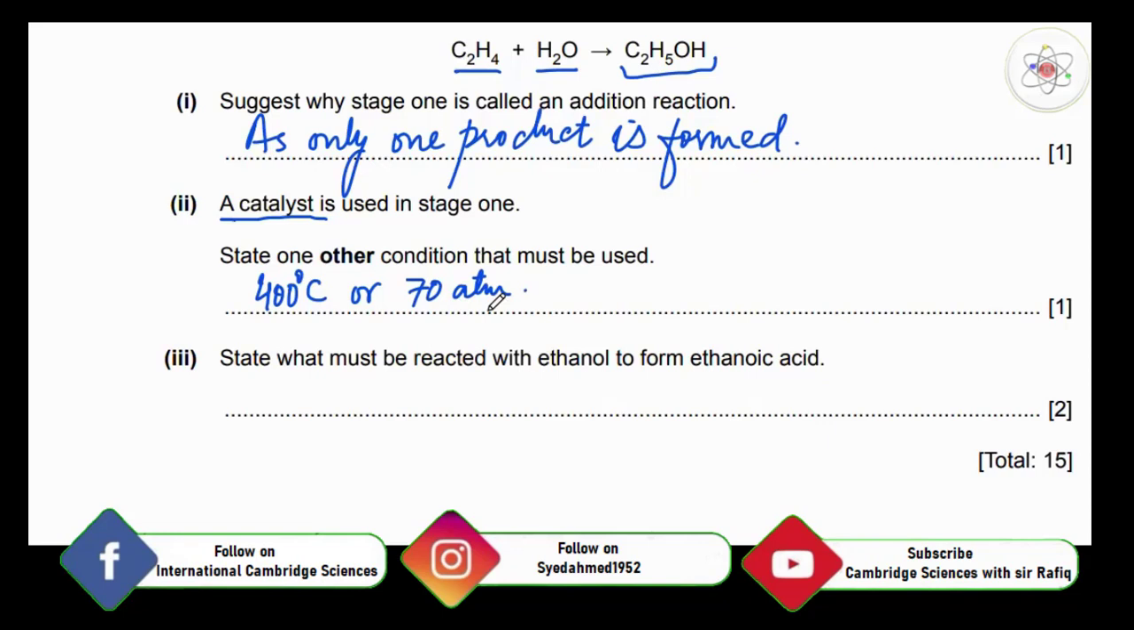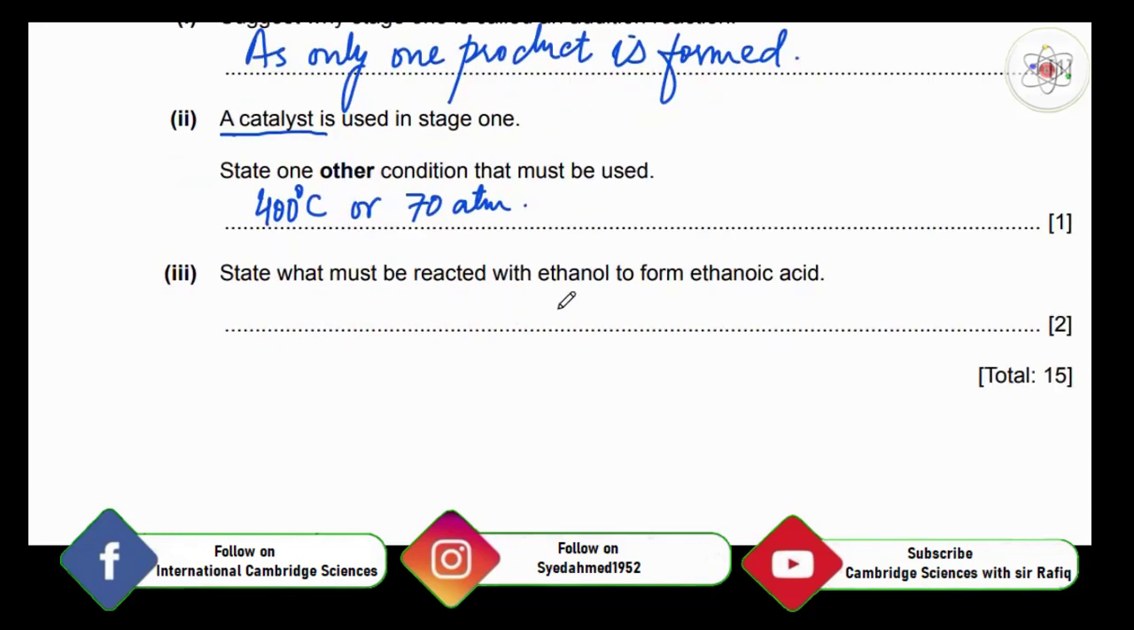State how ethanol must be reacted to form ethanoic acid, right? Ethanol is oxidized to ethanoic acid. So an oxidation reaction would take place for ethanol to convert into ethanoic acid. So we use an oxidizing agent like KMnO4, so acidified potassium manganate, which is a powerful oxidizing agent, can be used for ethanol, right? And ethanol can be converted into ethanoic acid.